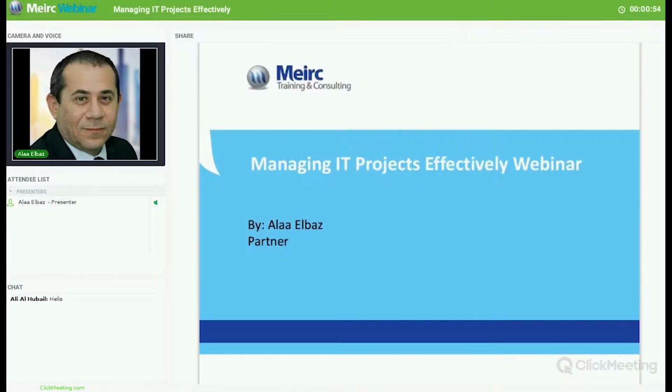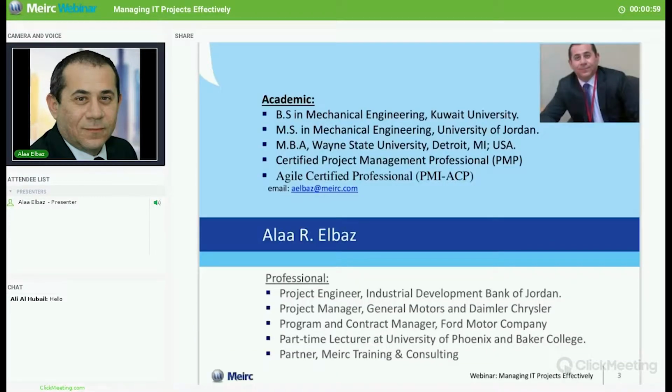My name is Ala Elbaz. I'm a partner here with Meirc Training and Consulting. This is a little bit brief on background about myself. I have a bachelor degree in mechanical engineering and also a master's degree in mechanical engineering from Kuwait University and University of Jordan. I have an MBA from Wayne State University in Detroit, Michigan. I'm a certified PMP and I'm also an Agile certified professional, PMI ACP. I worked before in different organizations, including Chrysler and General Motors and Ford Motor Company.